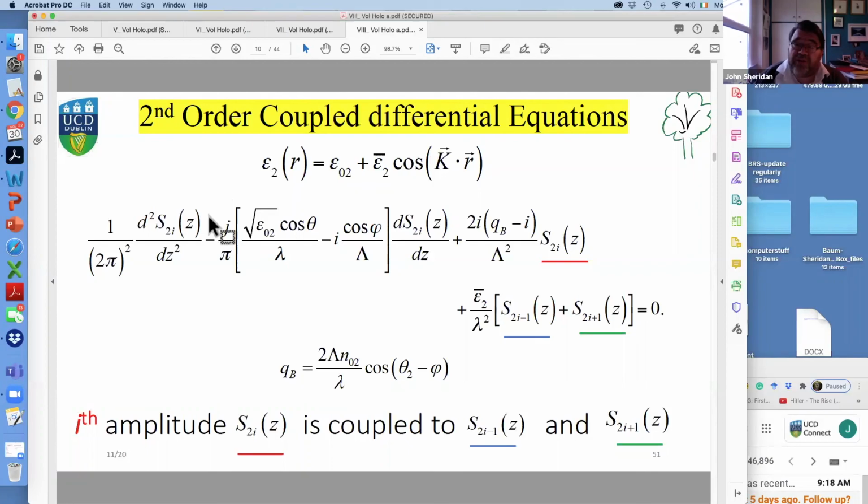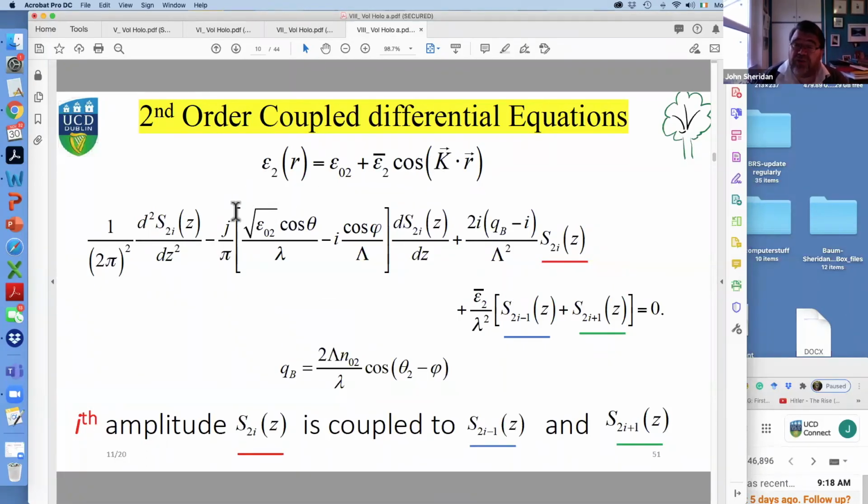And what we did previously was we said, okay, we're going to have these amplitudes, which vary as a function of Z, and we have this off-Bragg parameter, and we have a coupling to -1 and +1. So the K vector, a single K vector, is going to couple any beam, the ith beam here, to the I-1 and the I+1. That's how we define it in our two-wave case.